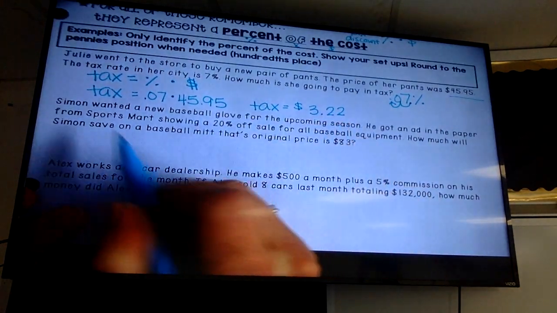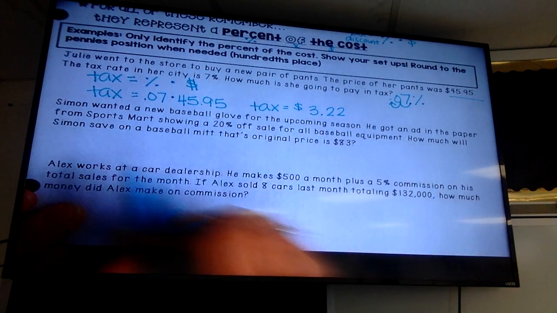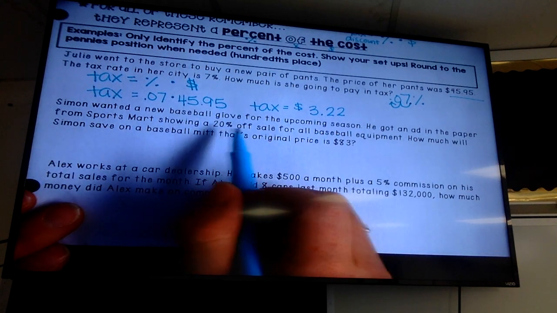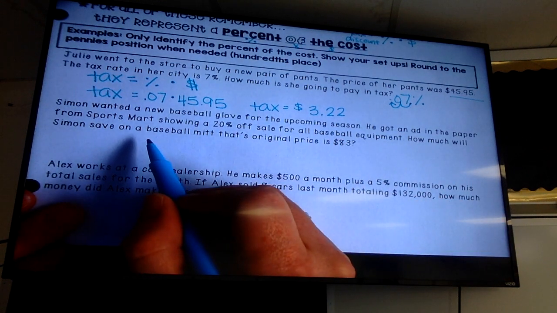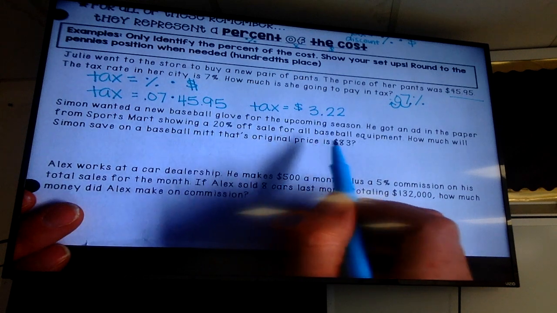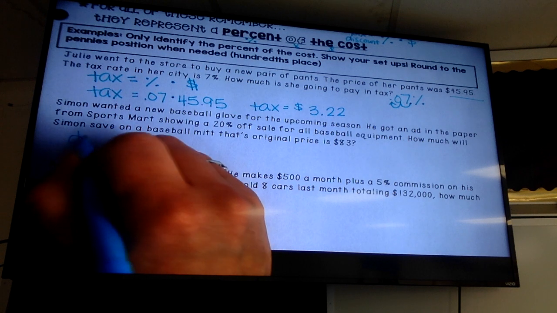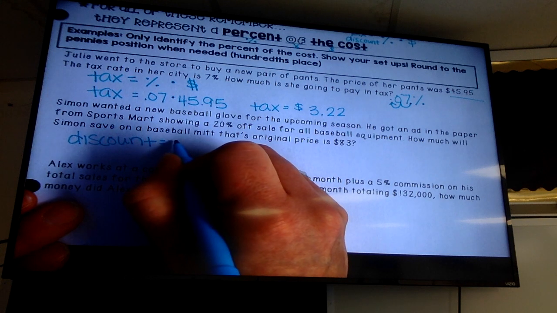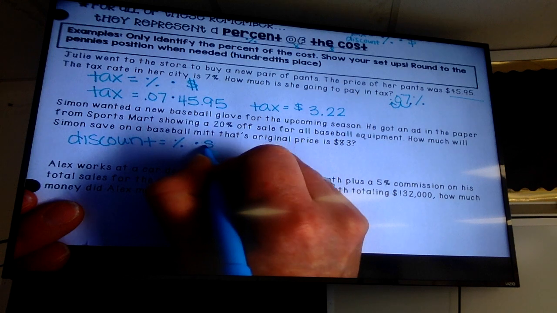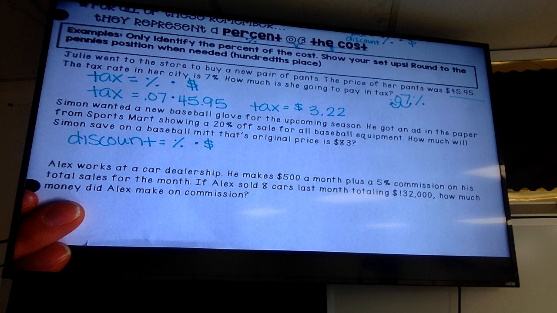Let's try another one. Simon wanted a new baseball glove for the upcoming season. He got an ad in the paper from SportsMart showing a 20% off sale for all baseball equipment. How much will Simon save on a baseball mitt that's original price is $83? Okay, so now we're talking about a discount. We're talking about a savings. So his discount is the percent of the cost. So again, I used the same phrase except instead of tax, now I'm looking for the discount, the amount he's saving.